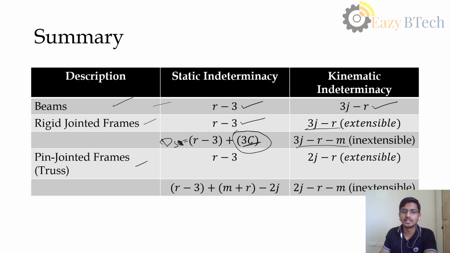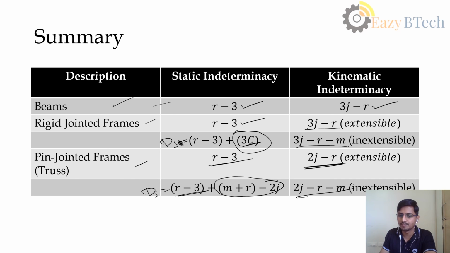Similarly, for the pin jointed frame also, external static indeterminacy is r minus 3, and if we consider internal indeterminacy, then it should be m plus r minus 2j. And this is the overall static indeterminacy. Same thing for kinematic indeterminacy. If it is extensible, it's just 2j minus r. If we assume that this is also rigid, then we subtract the number of members from this formula.